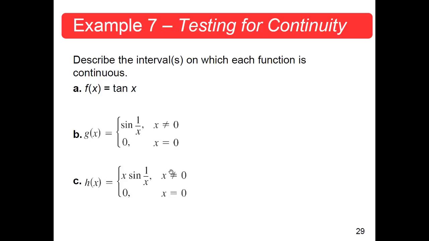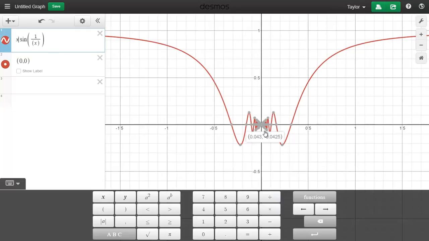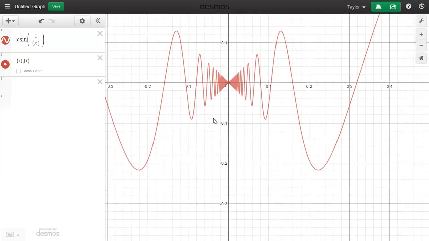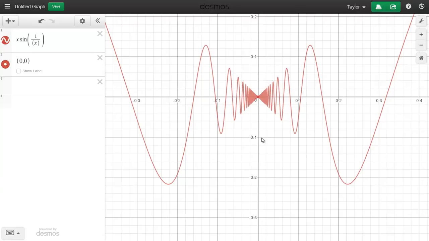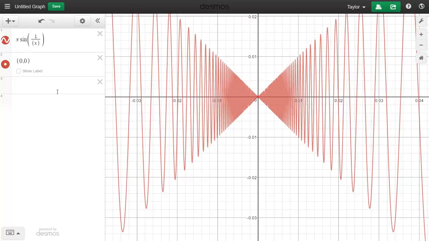Look at the exact same situation, except you put a factor of x out front. All you have to do is this. That changes the situation a little bit. Now here's what I want you to see. Look at the trend in the y values. As you get really close to 0, it looks like they're going towards 0. It's still oscillating, but the trend looks really defined.